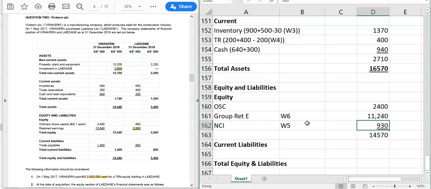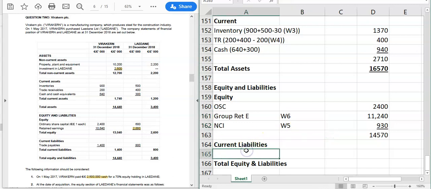14,570. But again, that's the big benefit, and that'll be important for going towards the June exam as well, where you have much bigger consolidation questions. You need to be strategic with your workings, cross-reference them in, keep the financial statements neat, because it gives a good impression to the examiner.